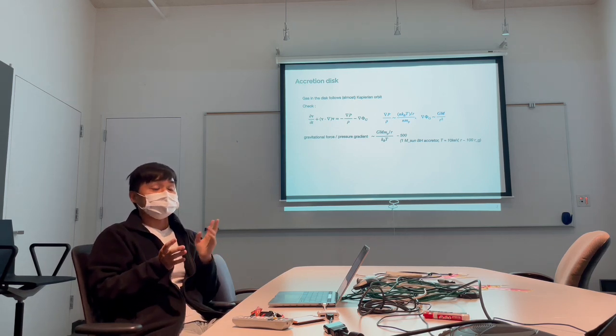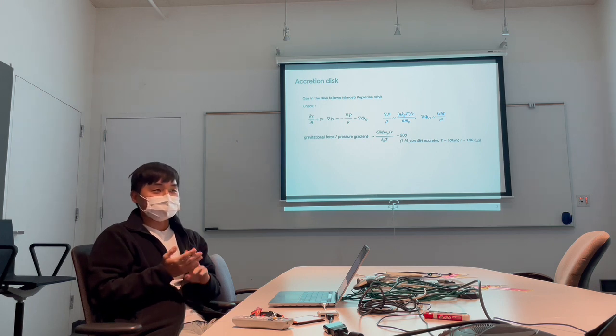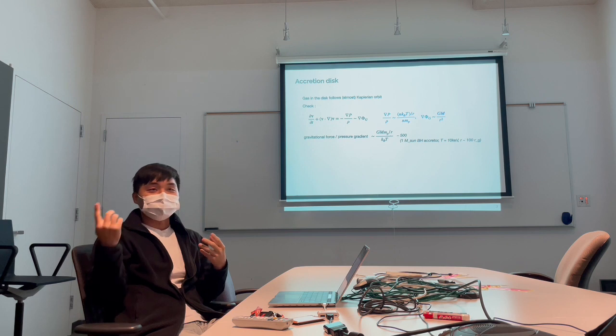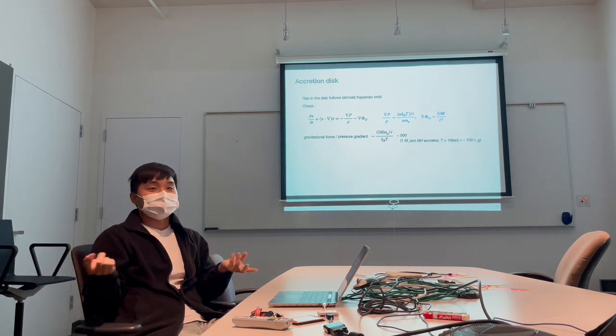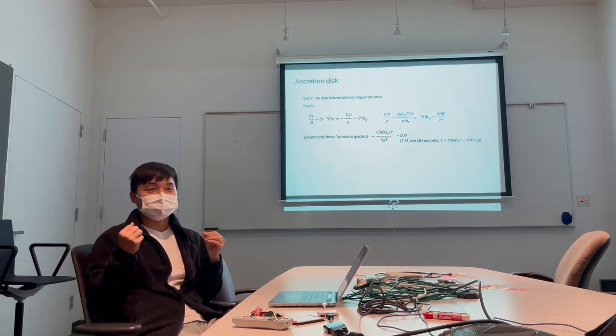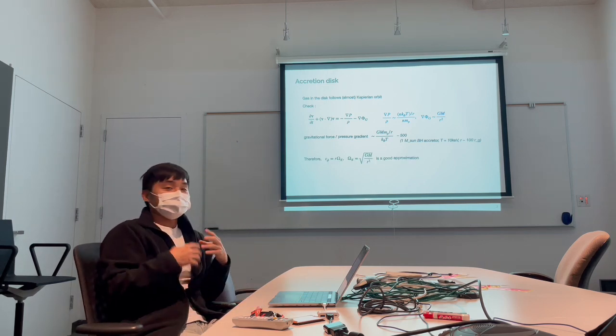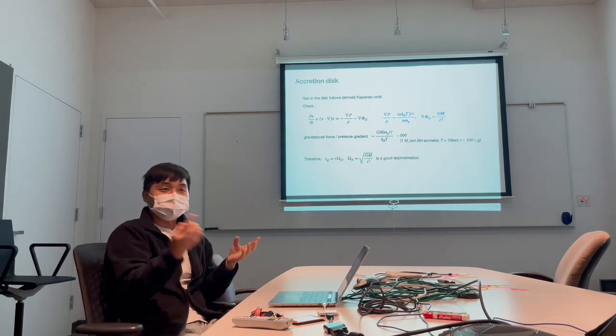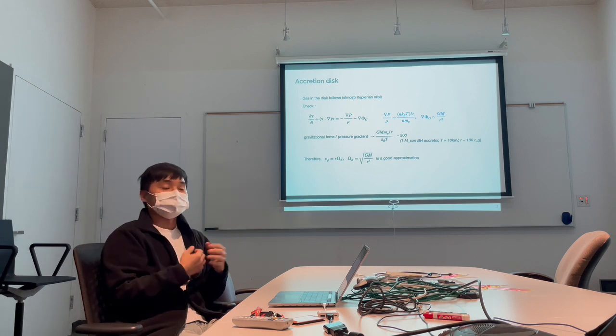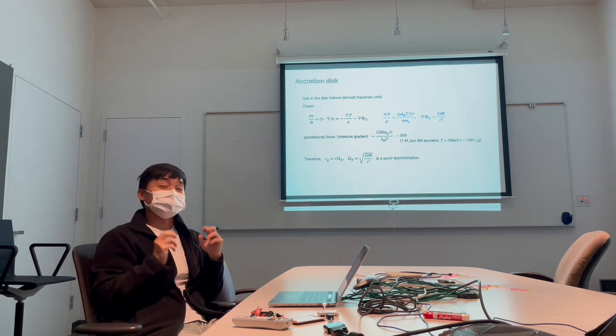So unless the disk is very, very hot and very, very close to the black hole, we can usually say its motion is governed by the gravitational force, not the pressure within the disk. So we can conclude that assuming the gas is orbiting with the normal point particle velocity, the Keplerian orbit, is a reasonable assumption.